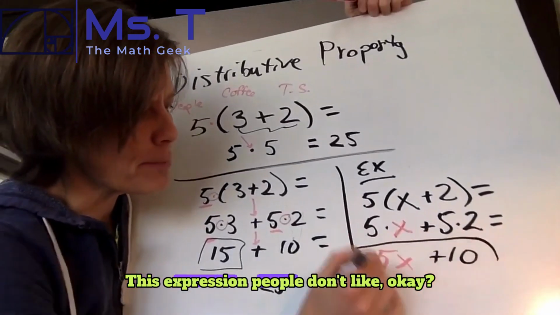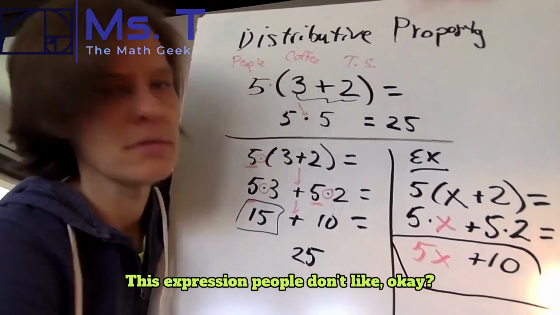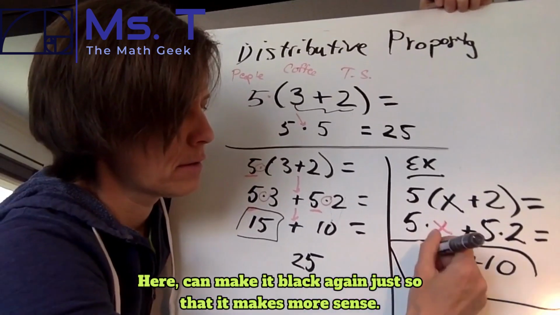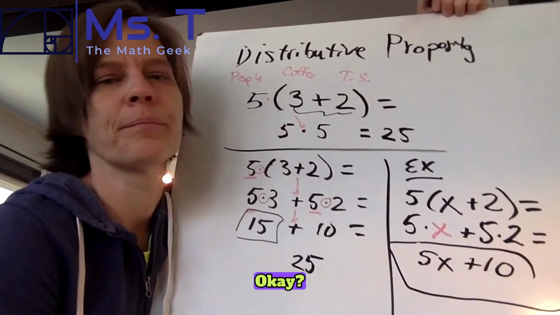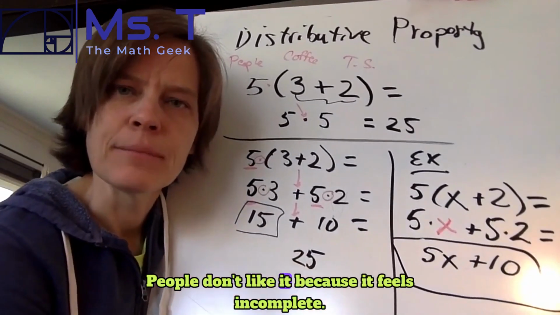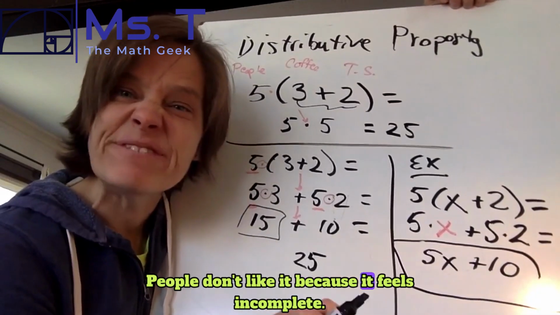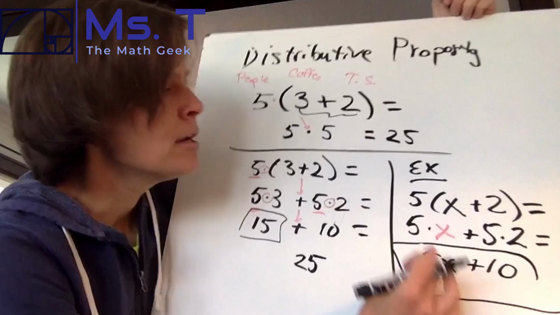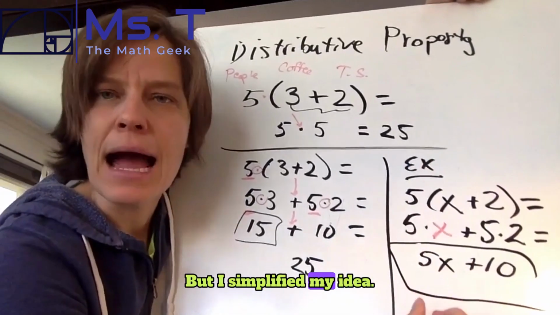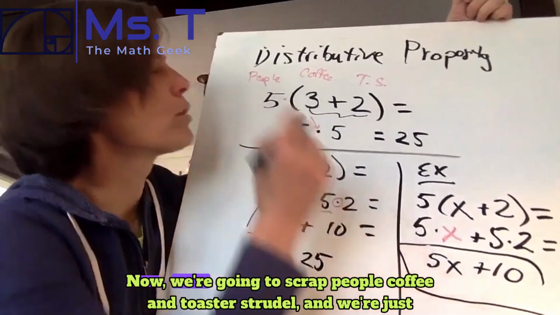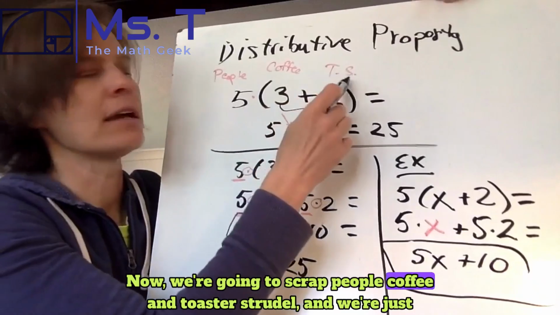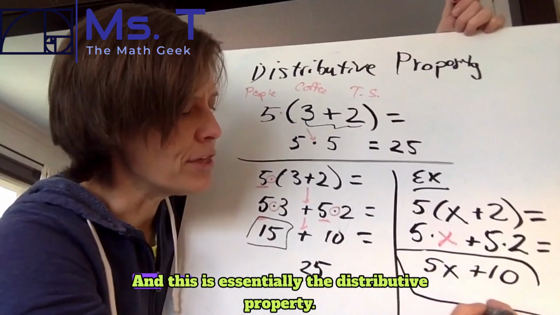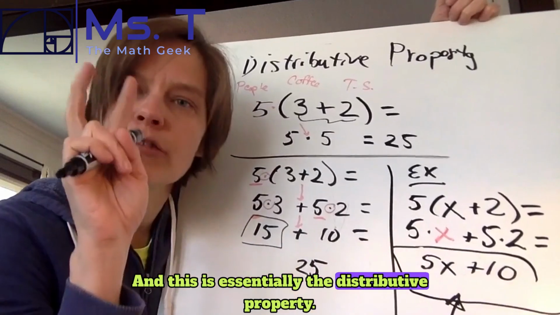This expression people don't like, okay? Even if it's red. Here, I can make it black again just so that it makes more sense. Okay? People don't like it because it feels incomplete. It has a variable still in it. But I simplified my idea. Now, we're going to scrap people, coffee, and toaster strudel, and we're just going to talk about numbers. And this is essentially the distributive property.